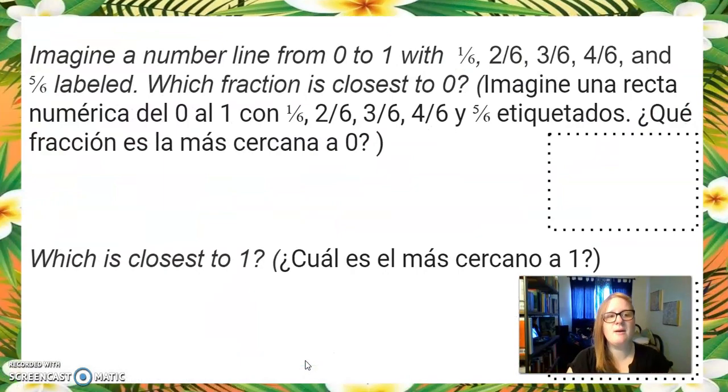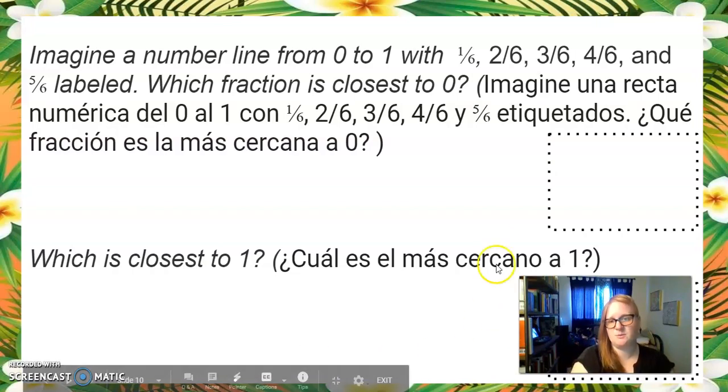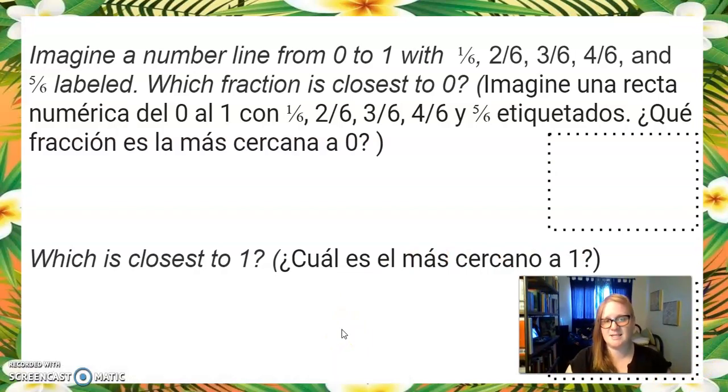All right, so now imagine a number line from 0 to 1 with 1/6, 2/6, 3/6, 4/6, and 5/6 labeled. Which fraction is closest to 0? I want you to put the answer right here. Which is closest to 1? And put the answer right here. This is kind of your best guess, and I want you to do this before moving on to the next slide. So we will come back in 5, 4, 3, 2, 1.